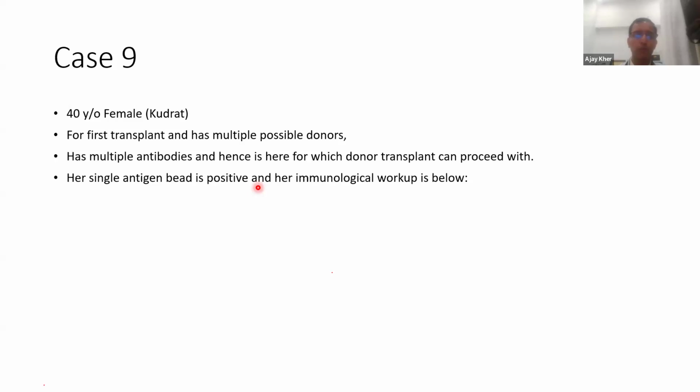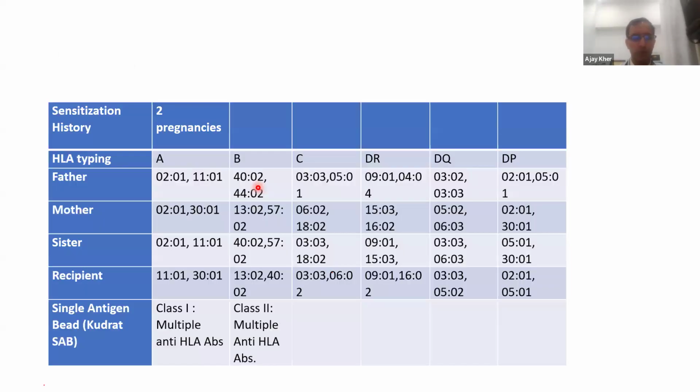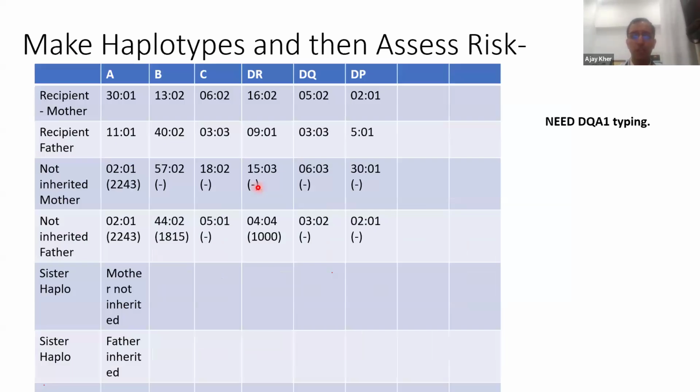And so she is looking for which one to proceed with. So again, she has her father, mother, sister as potential donors. So again, if you have these, make haplotypes, because then you can reassess them. So this is the recipient, what she got from her mother. This is the recipient, what she got from her father. This is the mother that she has not given to the recipient. And you can see that there is this one antibody, 2200. What she has not inherited from her father, in the father, there are 3 antibodies.